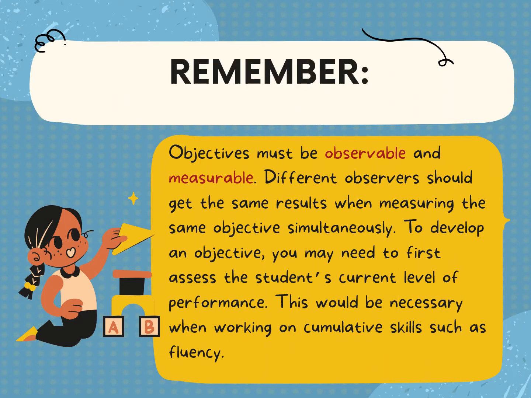Remember, objectives must be observable and measurable. Different observers should get the same result when measuring the same objective simultaneously. To develop an objective, you may need to first assess the student's current level of performance. This would be necessary when working on cumulative skills such as fluency.